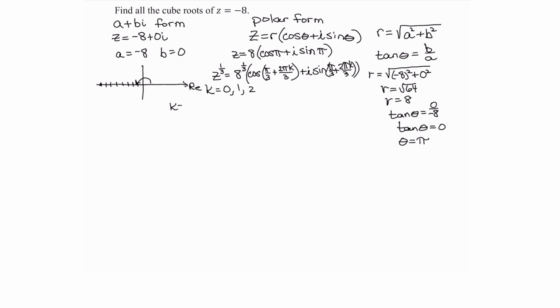So first for k equals 0, our cube root that we get for that. Well, 8 to the 1/3 power is the cube root of 8, which is 2, times a quantity cosine of pi over 3 plus 2 pi times 0 over 3, plus i times the sine of pi over 3 plus 2 pi times 0 over 3. Well, 2 pi times 0 is 0. 0 divided by 3 is 0. And pi over 3 plus 0 is pi over 3. So I have 2 times the cosine of pi over 3 plus i times the sine of pi over 3.